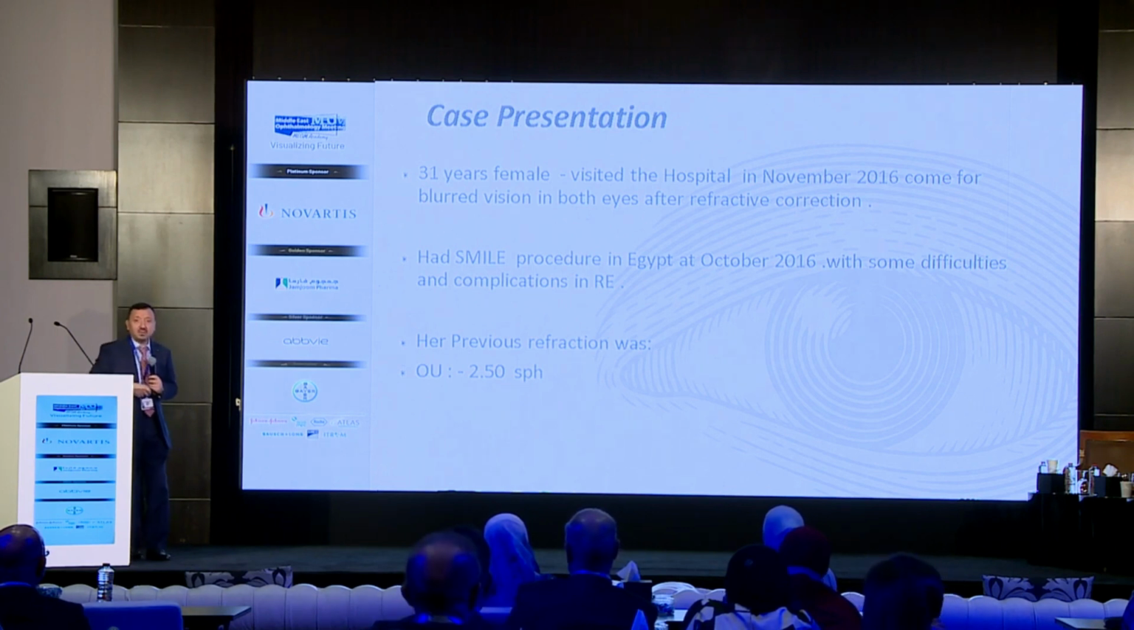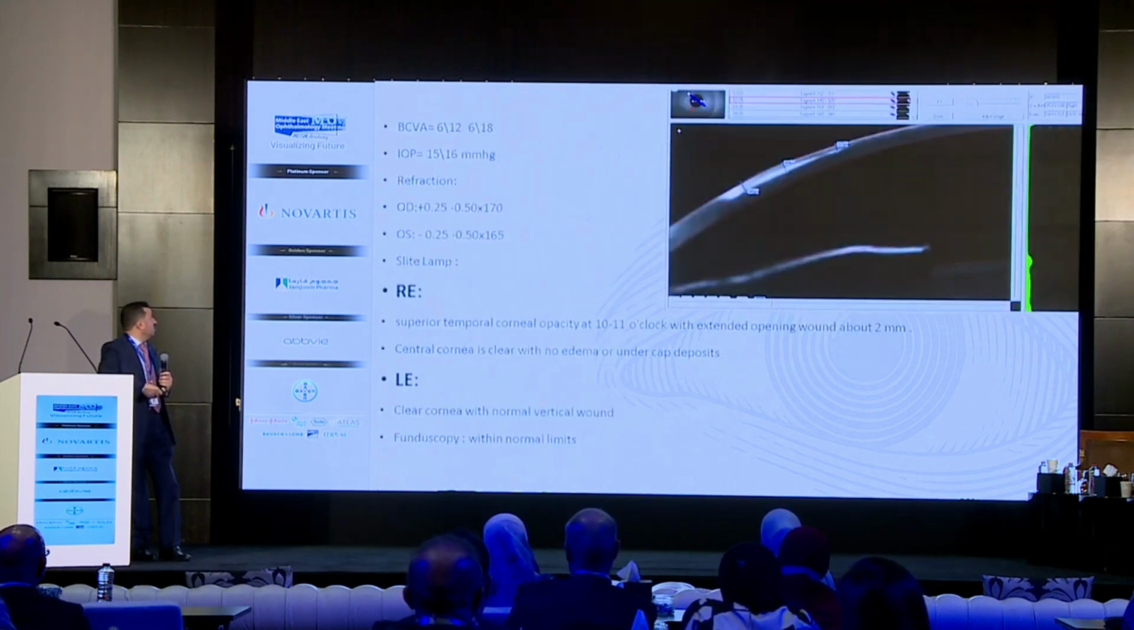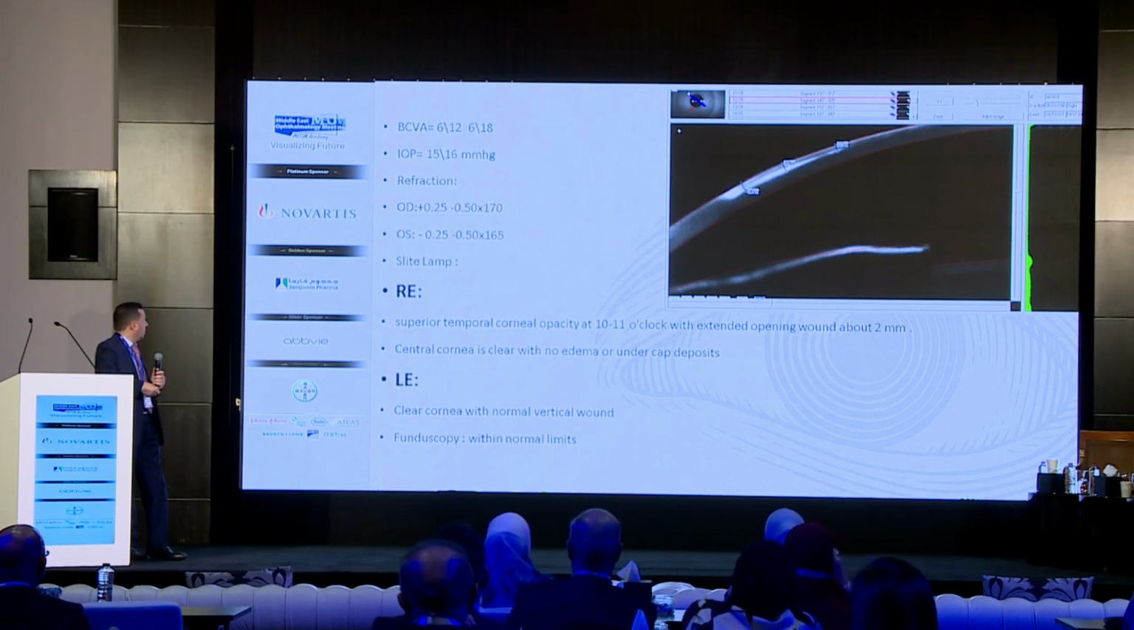She mentioned that some tough problem happened, especially in the right eye. Her previous refraction was minus 2.50. Her best-corrected vision was 6/12 in the right eye, 6/18 in the left eye. Pressure is normal. The refraction is minor, which is not explaining this loss of vision: plus quarter diopter with minus half cylinder, almost in both eyes.